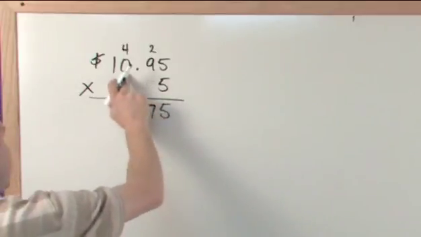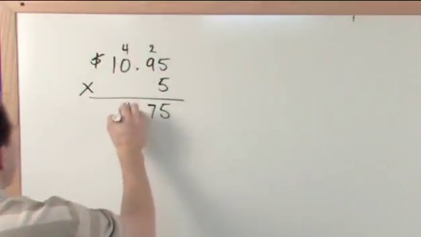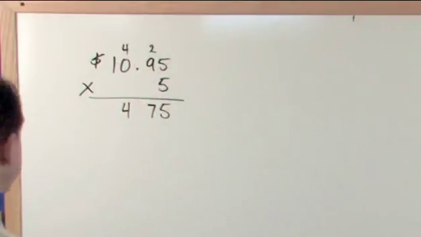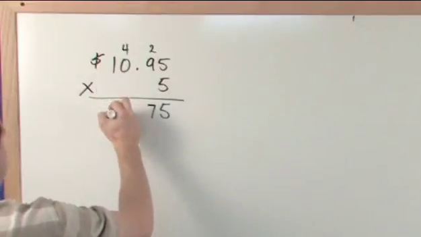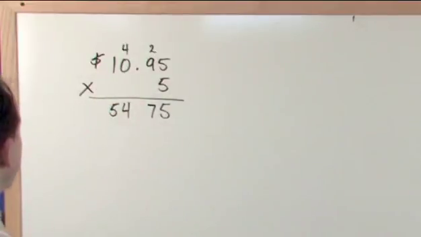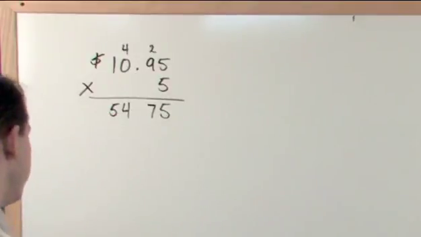So now I have 5 times 0 gives me 0, plus the 4 gives me a 4. And I'm done with that one. And now I say 5 times 1 gives me 5. So I've got all my numbers down. Now you just need to figure out where to put this decimal point.